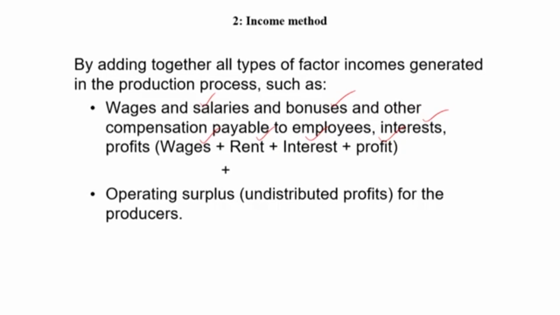They won't distribute all the profit to the shareholders. They keep some of the profit as undistributed profit to meet the operation needs of the firm, to meet unforeseen contingencies of the firm. But that actually belongs to the shareholder. So that should be considered as part of income. So according to the income method, when we aggregate all the factor income, including wage, rent, interest, and profit, we are going to get the total income, and that is the GDP measured through the income method.